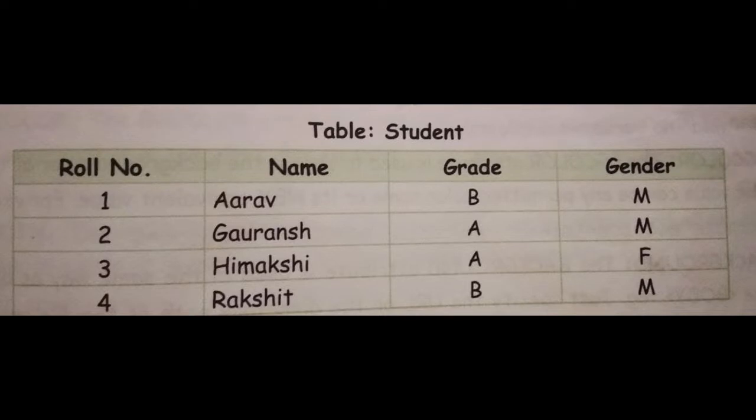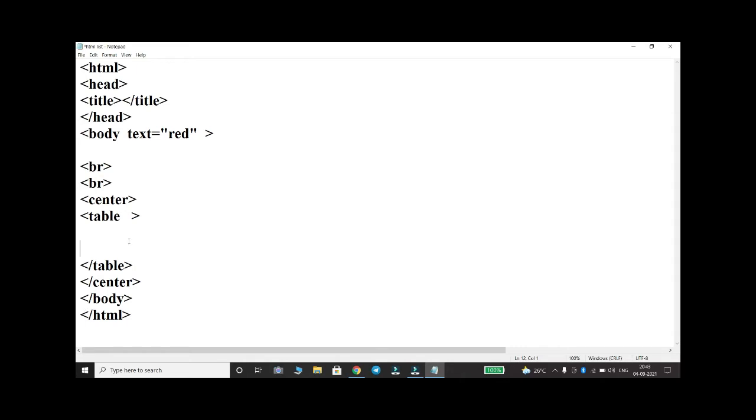Let's create a table like this with the table name student. So to create a table, we are using the table tag. We have to write the table tag inside the body tag. Here this is the starting of the table. This is the ending of the table using slash table. Next we are going to create a caption for the table. Here using the caption tag we can create a caption for the table.